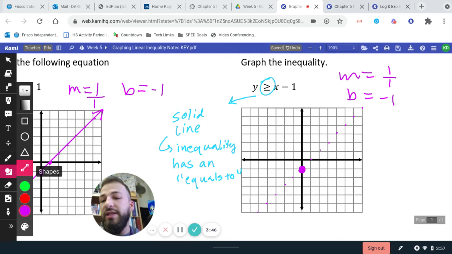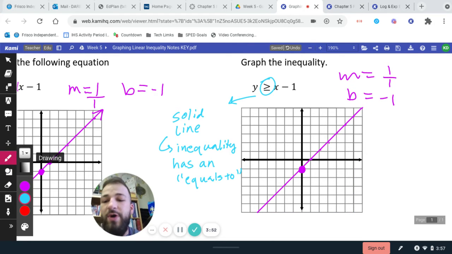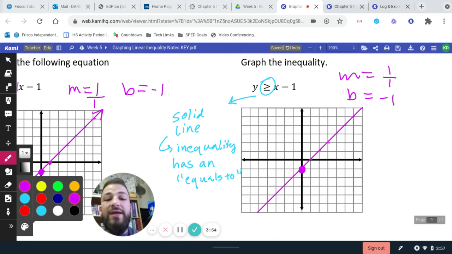So over here on the left, we're going to graph just like normal, a nice solid line like we normally do. And the reason why is because if y is greater than or equal to x minus 1, then that means any solutions can be on our actual graph. Okay, so that's why we put a solid line, because that means we're including the actual line the graph goes through.